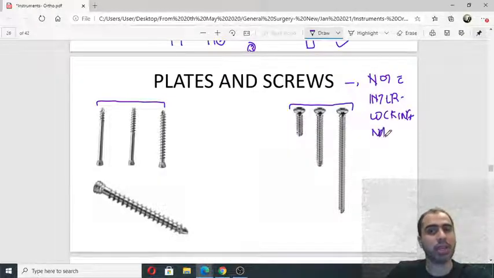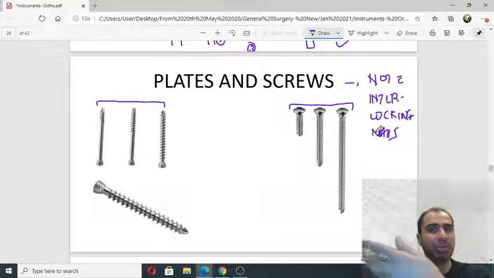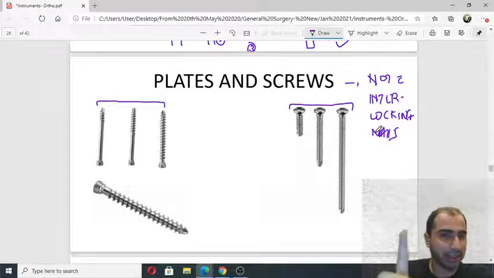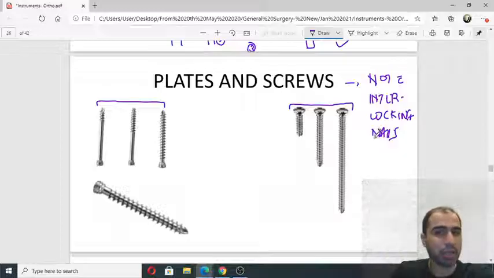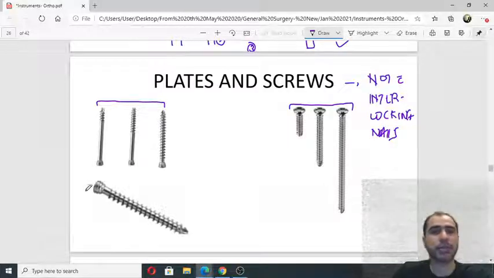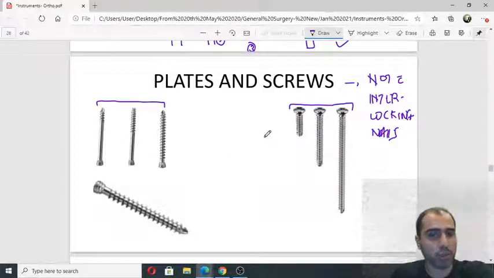Okay, so don't say these screws I can use with plates, I can use over fractures, or I can use it in interlocking nail. It's not like that, because their threads are different. Anyways, so these are the two types of screws.